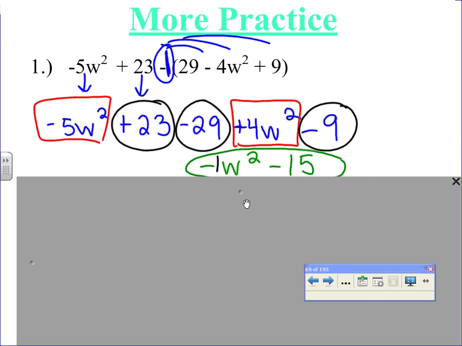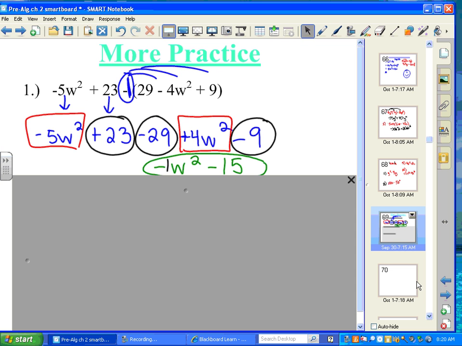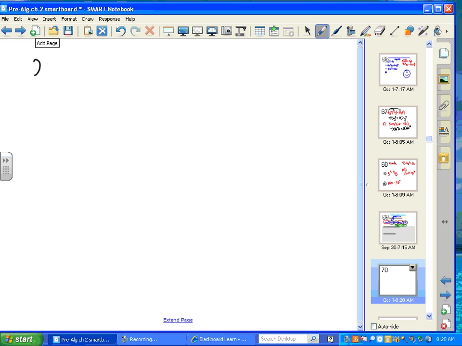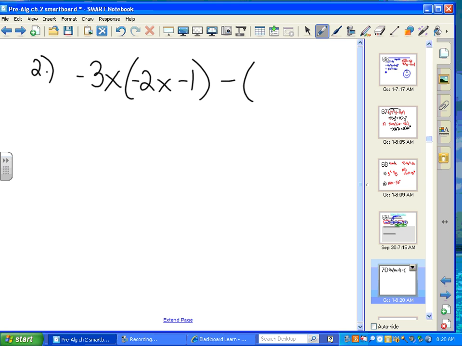Okay, let's do one more together. I'm going to make this one up because I want this one to be a little bit harder. I know, you guys are so excited. Let's do negative 3x, and then parentheses, negative 2x minus 1, minus, in parentheses, x minus 3, plus 10.